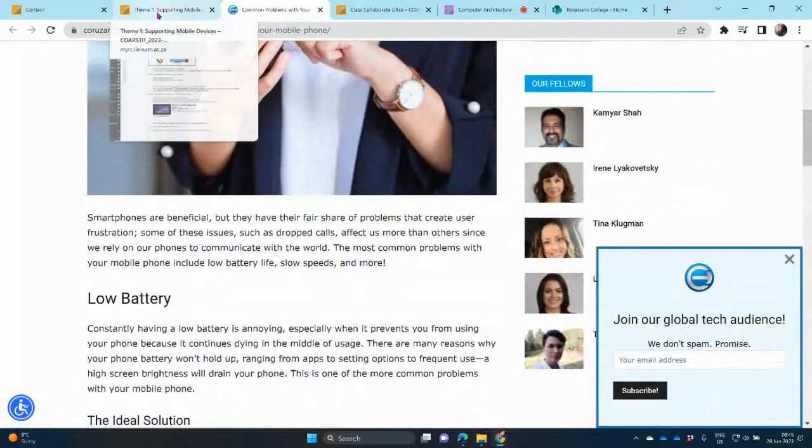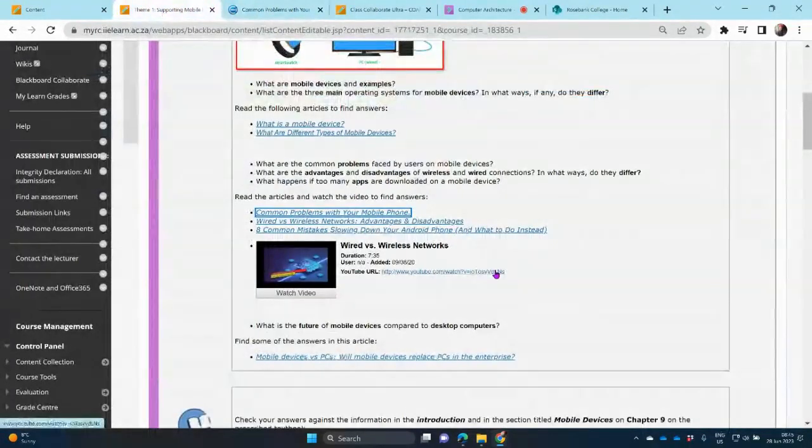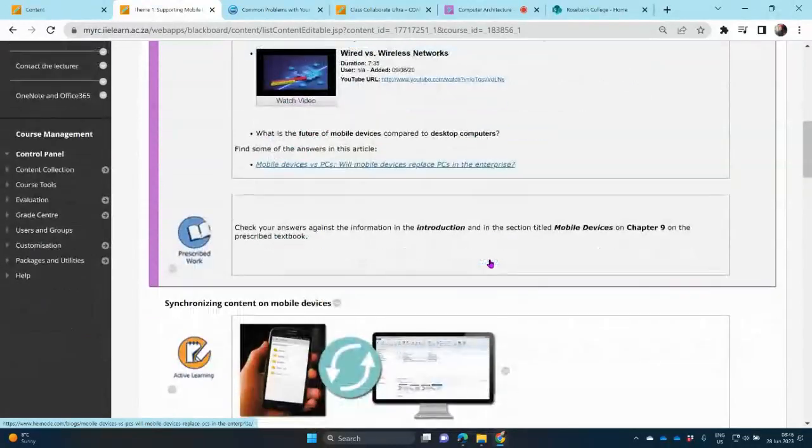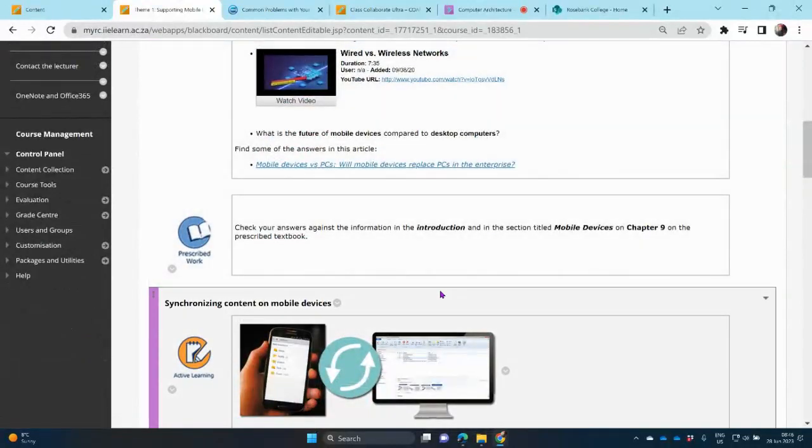So as you can see, I'm just skimming through to see what information is contained. What are the advantages of wired versus wireless? 8 common mistakes slowing down your Android phone and what to do instead. And there's a video that you can watch as well. Then mobile devices versus PCs. Will mobile devices replace PCs in the enterprise? Enterprises in large organizations, so like the college, in large companies, etc. And then you can look at chapter 9.